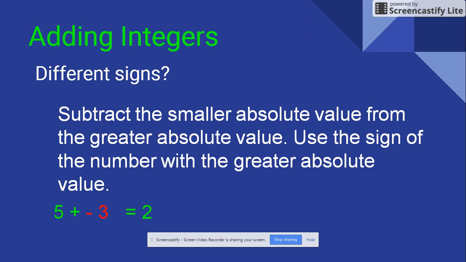Another example, negative 5 plus 3. Again, just drop the signs and think about the numbers only. 5 and 3. 5 is greater than 3. So subtract 3 from 5. The difference is 2. And the sign of the greater absolute value is negative. Negative 5. 5 is greater and the sign is negative. So the answer is negative 2.